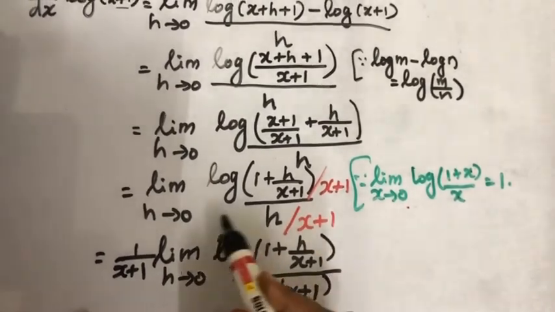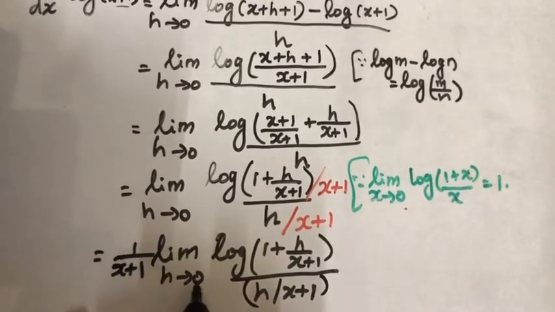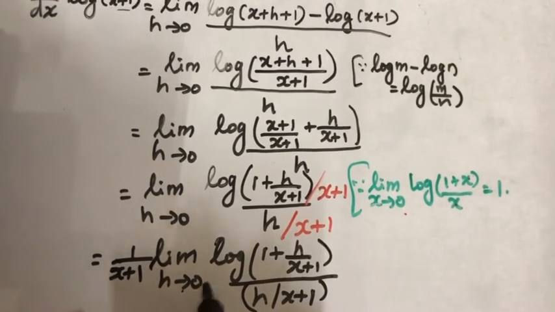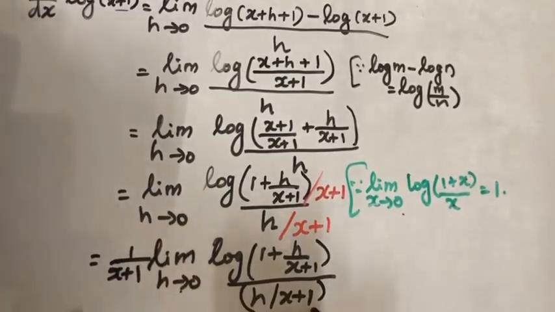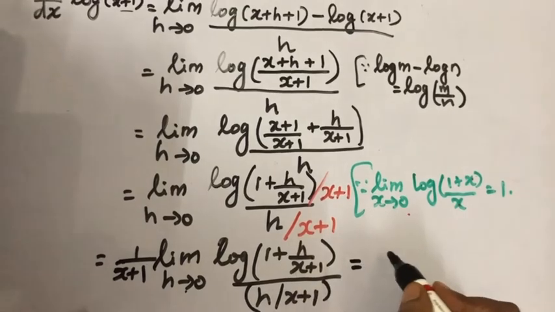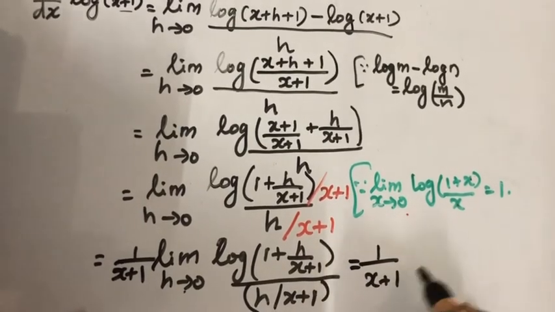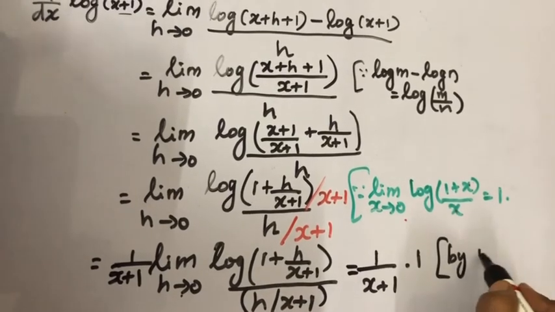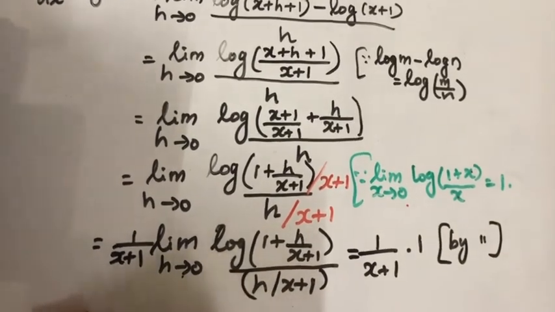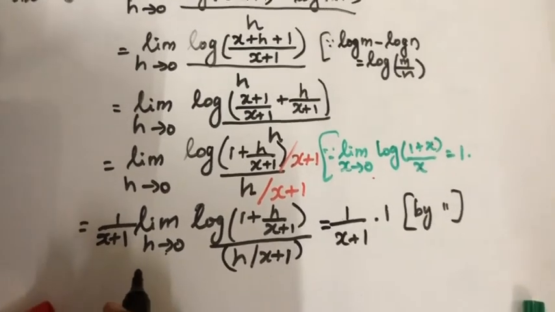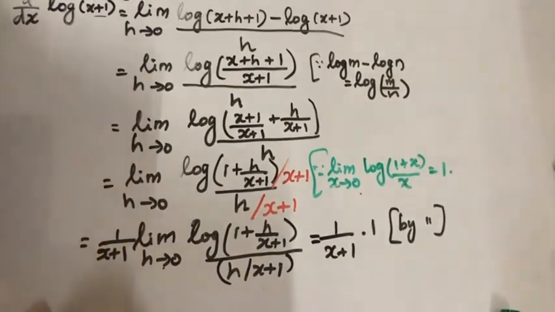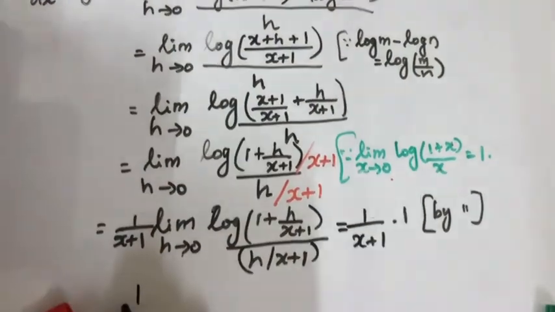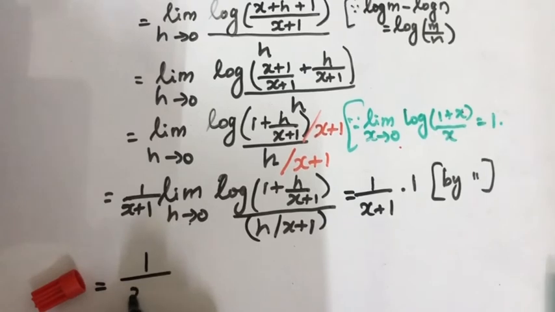So, for this whole value, and here it is h tends to 0, x is a constant, isn't it? Limit h tends to 0. So, this whole expression will be equal to 1. That is 1 by x plus 1 into 1 by this result. So, the derivative of this function log x plus 1 is equal to 1 divided by x plus 1.